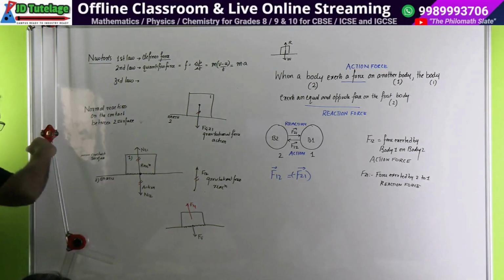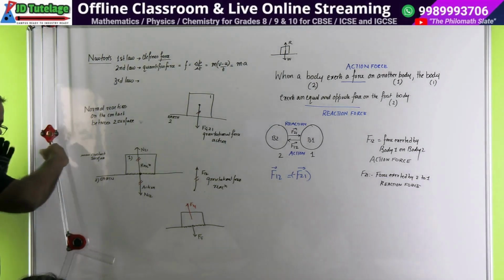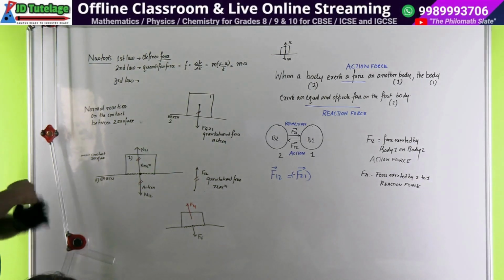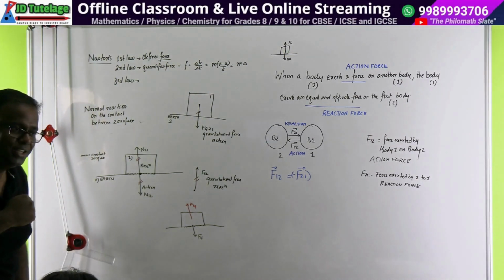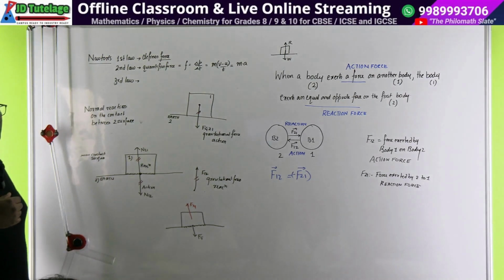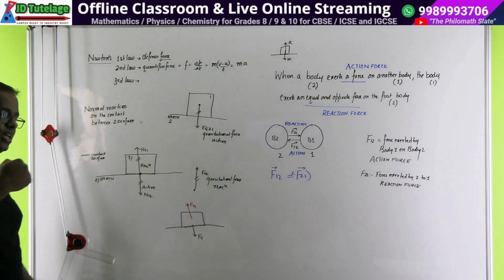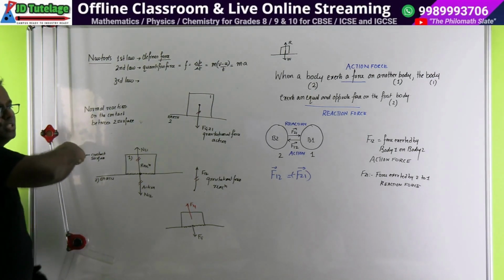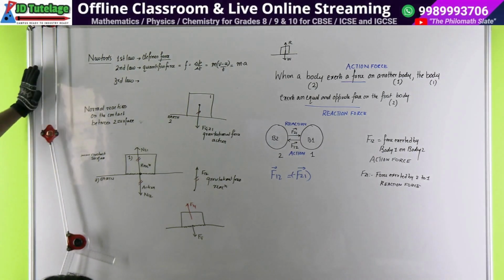Give a blow on this wall. Do you feel pain? Yes. This is action. Reaction came from the wall. Had I given the same blow to a sponge, is there pain? No, because the reaction is not coming from that side. But that doesn't mean they didn't give a reaction. They will give a reaction. But when they give a reaction, at that time, this force reduces sufficiently. समझ में आया Newton's third law?